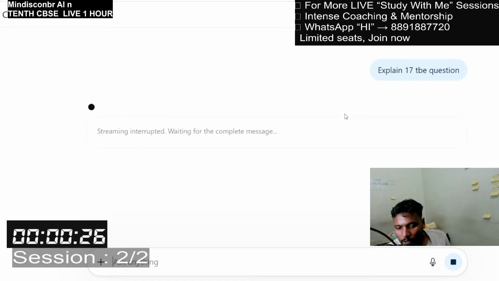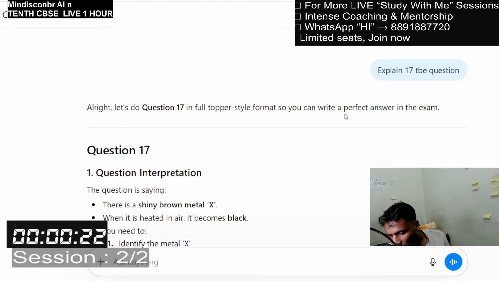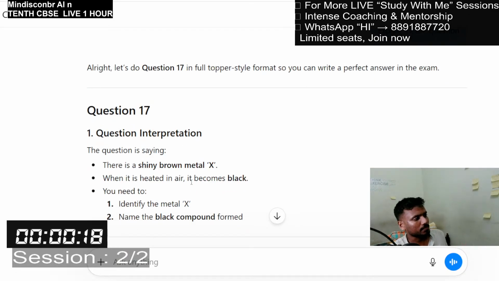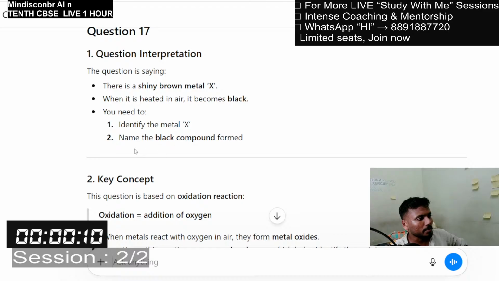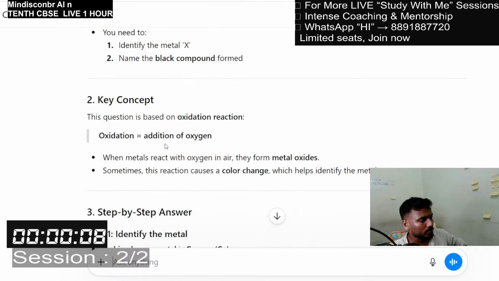A shiny brown colored element X on heating in air becomes black in color. Name the element X and the black colored compound formed. Question interpretation. The question is saying there is a shiny brown metal X. When it is heated in air, it becomes black. You need to identify the metal and name the black compound formed. This question is based on oxidation reaction. Oxidation is the addition of oxygen. When metals react with oxygen in air, they form metal oxides. Sometimes this reaction causes a color change.